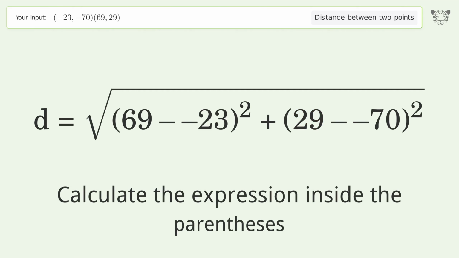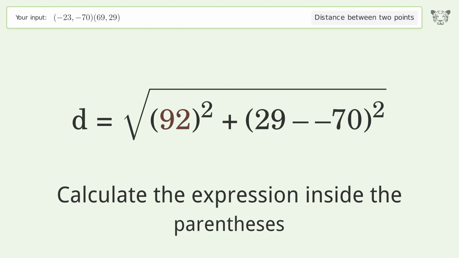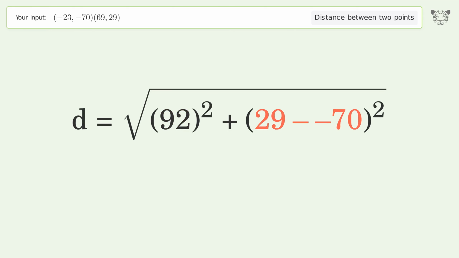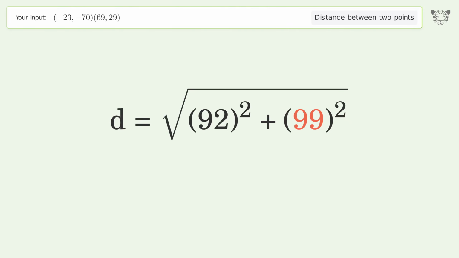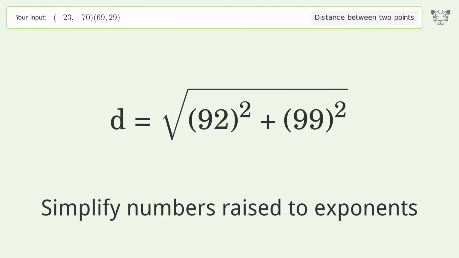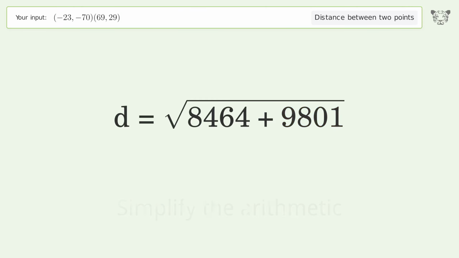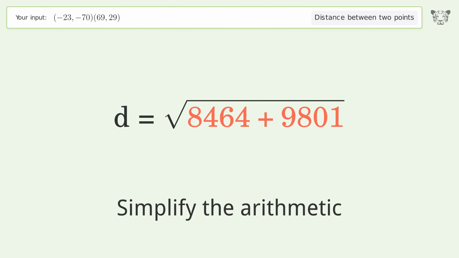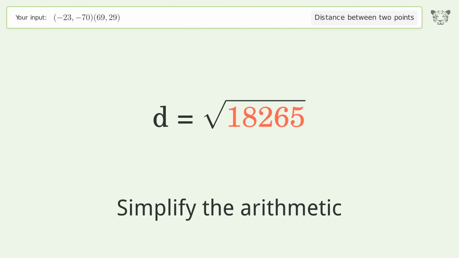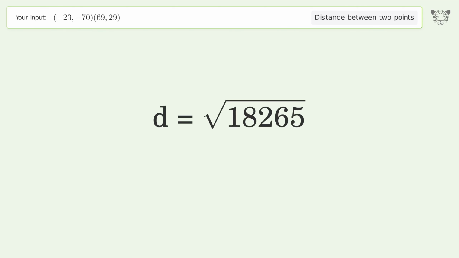Calculate the expression inside the parentheses. Simplify numbers raised to exponents. Simplify the arithmetic. And so the distance between the 2 points is the square root of 18,265 or 135.148.